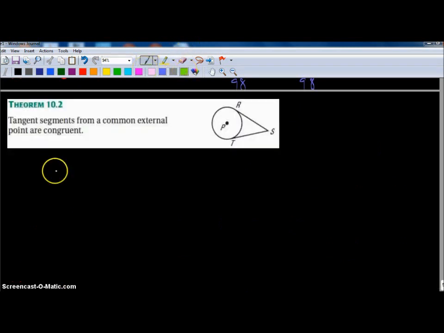And here's the next theorem about tangents. Tangent segments from common external points are congruent. What? See, R and T, they are on the outside. That's what they call external points. That means that if they meet at the same point, RS equals ST. They're congruent. So if this is 10, that one's 10. If this is 10x, that's 10x. Over and over, same thing. So let's do a question real quick over that.